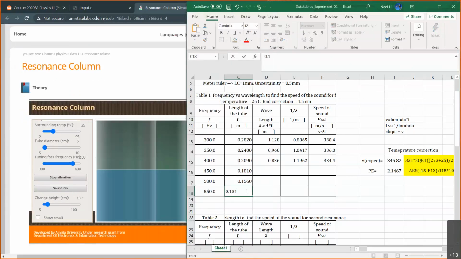0.131. To do this calculation, you can do it one by one, or you can highlight all these 3 columns and then click downward direction. That will do the calculation automatically. The only thing I have to take care of now is that correction, right? You see that correction I did only up to there. So let's do that correction.